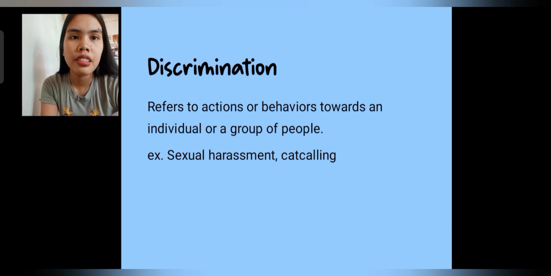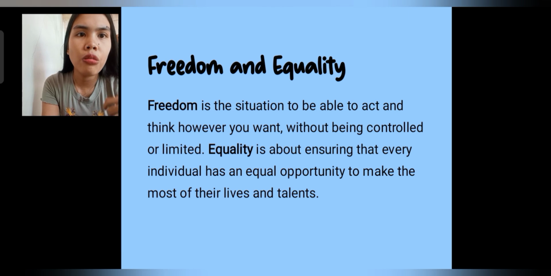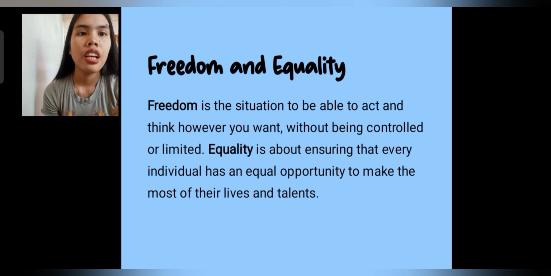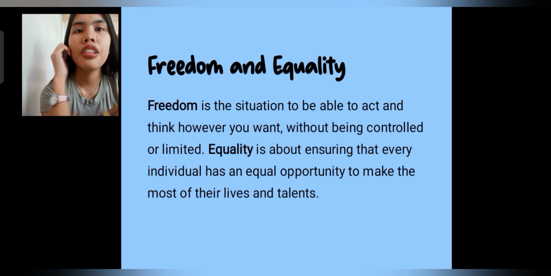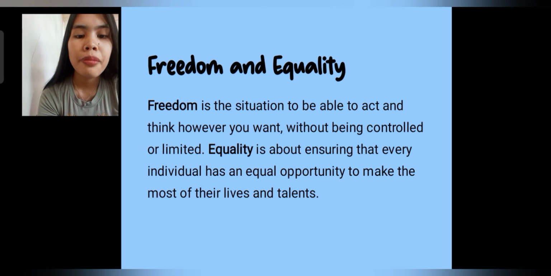Next is freedom and equality. Freedom is the situation of being able to act and think however you want without being controlled or limited. Equality is about ensuring that every individual has an opportunity to make the most of their lives and talents. According to Article 1 of the Universal Declaration of Human Rights, or UDHR, all human beings are born free and equal in dignity and rights.